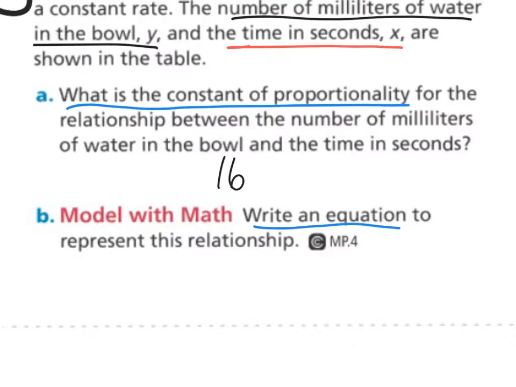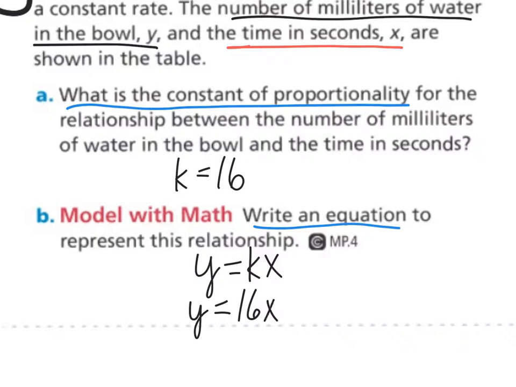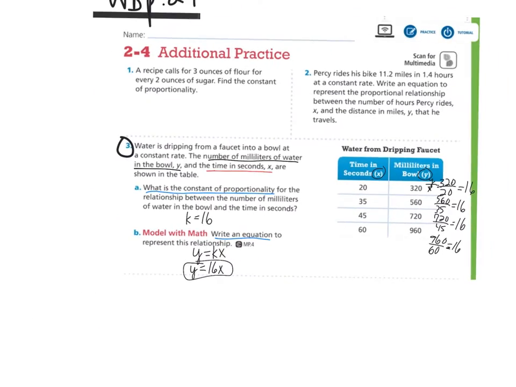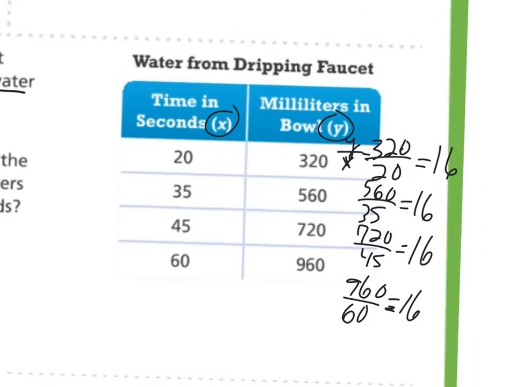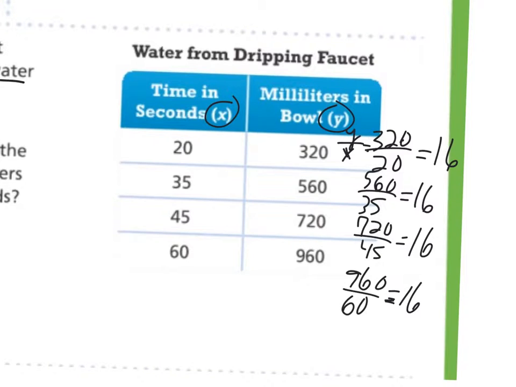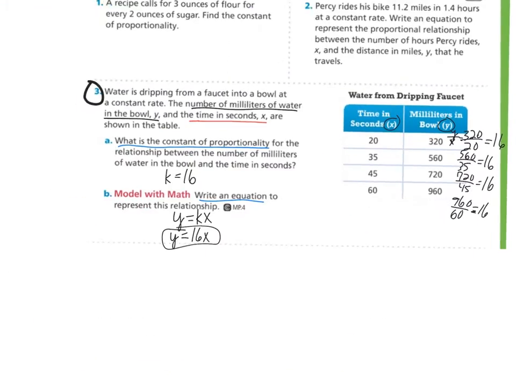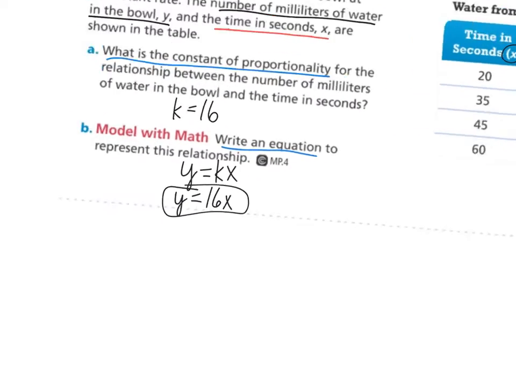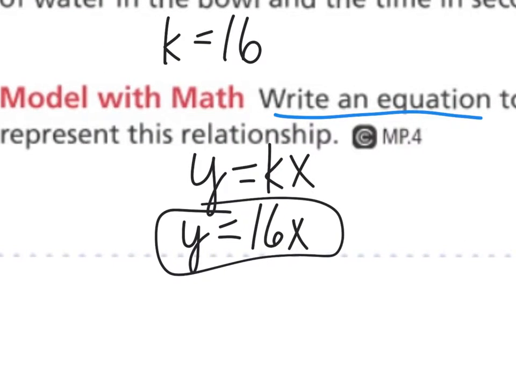Okay, so we could just say 16, or we could say k equals 16, and then write an equation. So if we have y equals kx, y equals 16x would be our equation. And again, just thinking about what this means, we did y divided by x, so that's how many milliliters per second the water is dripping, 16 milliliters every second. So 16 times however many seconds, that would tell you how much water would have dripped during that time period.